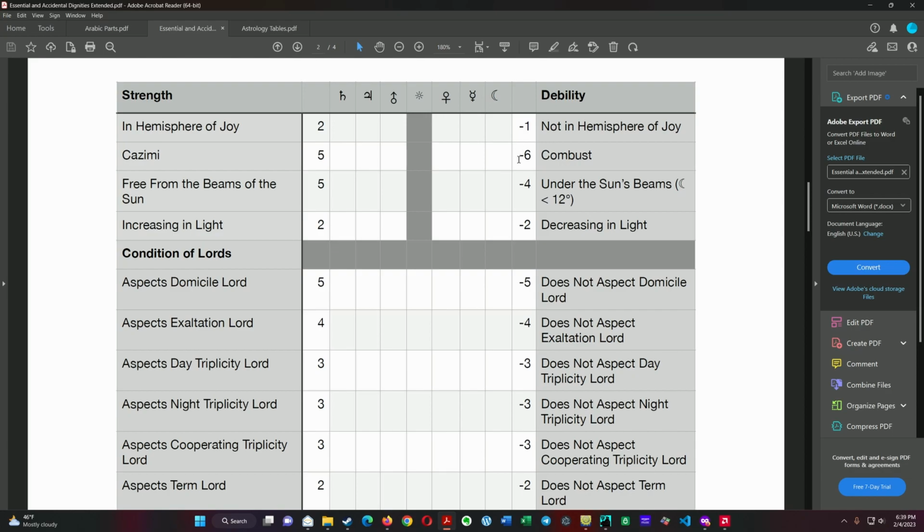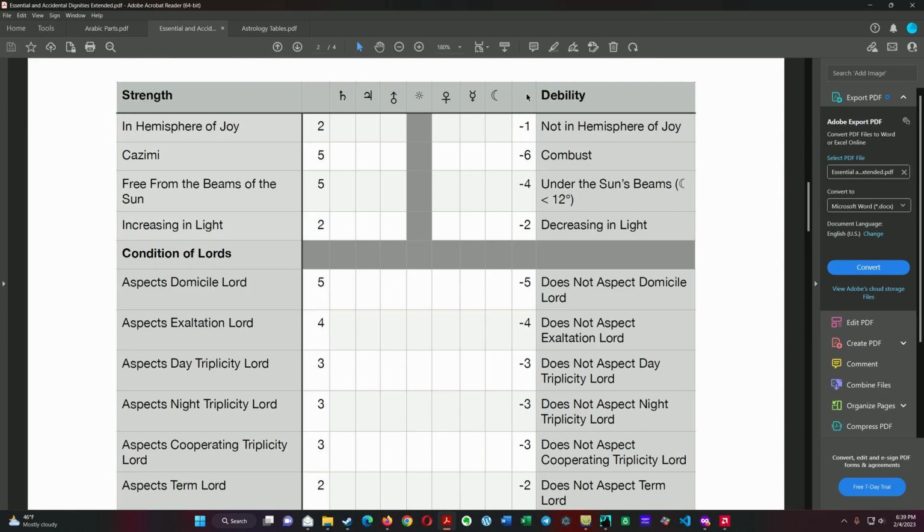Any other time, combustion is like one of the worst things that can happen to a planet. It just completely debilitates it and hides its ability. It hides its effects, but it also curtails its ability to really perform the way it normally would. As you get out, I think it's plus or minus 8 degrees from the sun.